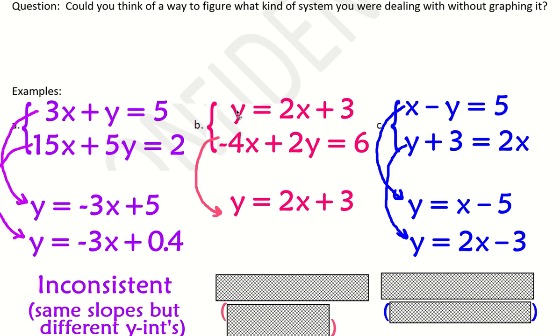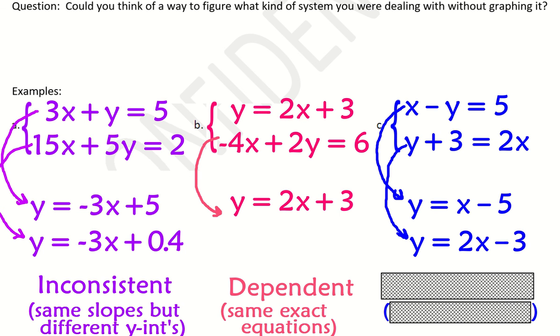This was equation number 1. This is what equation number 2 was rewritten as. So I told you, 2 equations could really be the exact same equation in disguise. So these end up being the exact same equations, which means they're going to be the exact same lines, which means dependent when that happens.